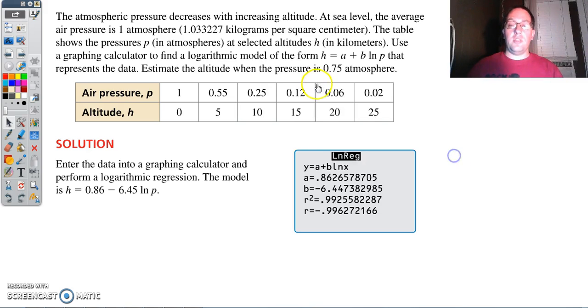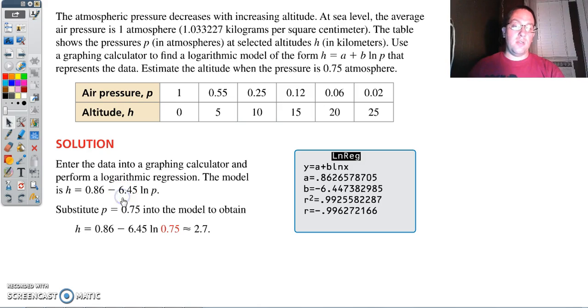And you do it the same way. Put in your stats, do the ln reg, gives you this equation here. You see r squared, it's really close, so it's good. And you just take A, plug it in for A, B, plug it in for B of X. And there it is, that's your equation. We want to estimate the altitude when the pressure is 0.75 atmospheres. So we take 0.75, plug it in for P in this case, and type in the calculator, hit enter. It's about 2.7.